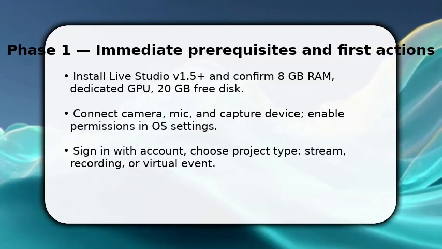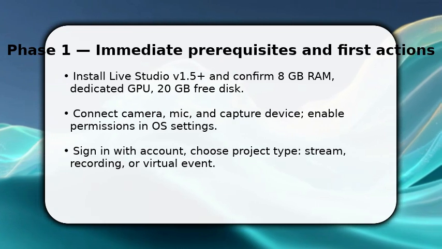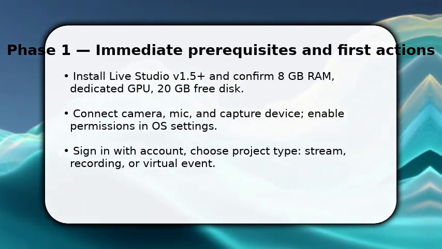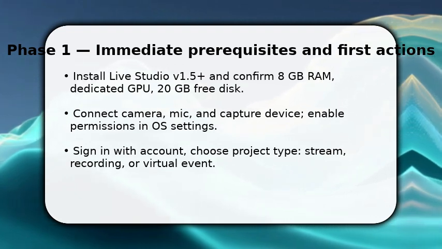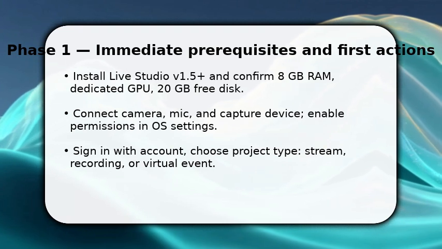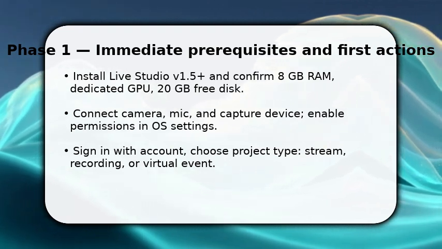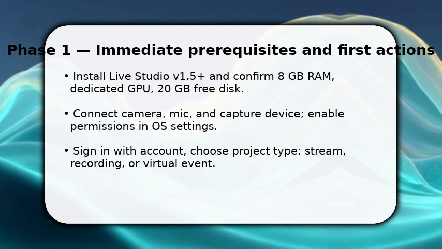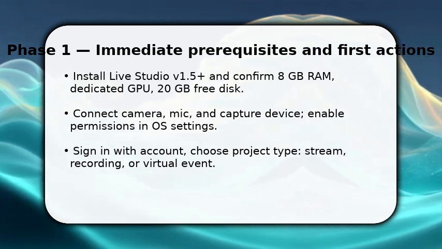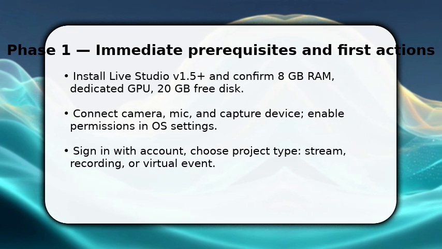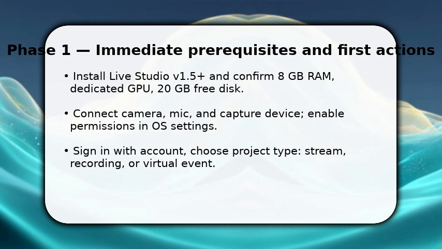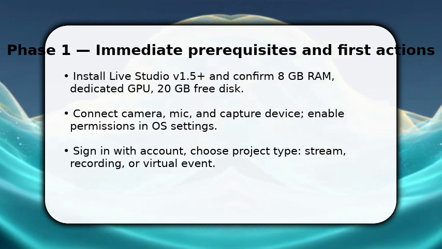You begin by confirming essentials and launching Live Studio. Do this now. Sign in, pick the project type, and grant camera and mic permissions because the app needs real device access. Once done, attach your capture device and set inputs in the Hardware tab so audio and video routes are recognized. Make sure GPU acceleration is on to prevent dropped frames, and save a new project profile immediately. This creates a repeatable starting point for every session.